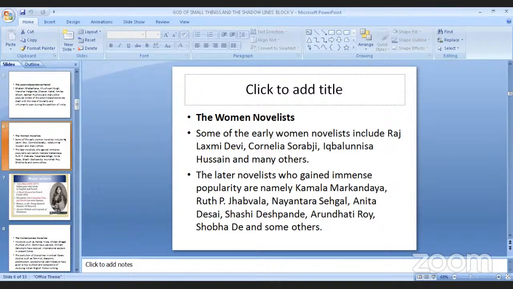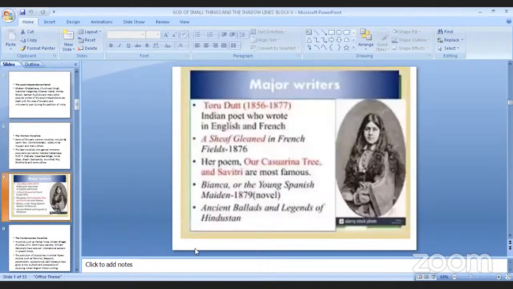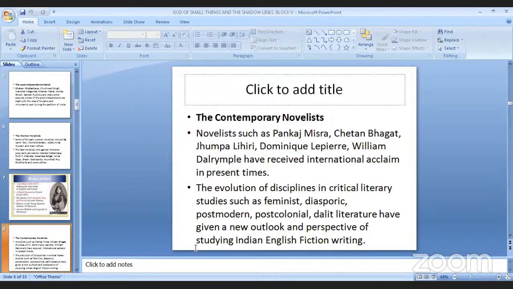A quick recap of the introduction to Indian English fiction. The origin and development of Indian writing in English took place during the consolidation of British rule in India. Now, we also have some contemporary novelists such as Pankaj Mishra, Chetan Bhagat, and Jhumpa Lahiri. Dominique Lapierre and William Dalrymple have received international acclaim in present times.